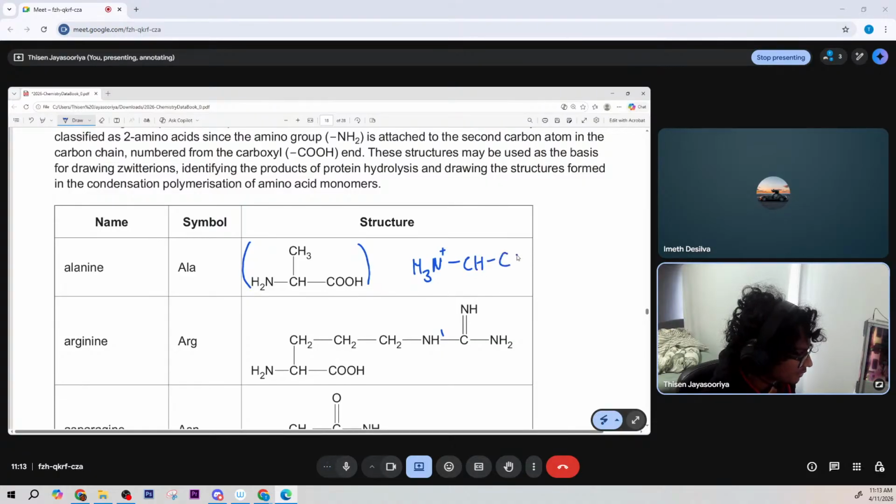It's going to look like this, where the carboxyl group donates a hydrogen and the amine group accepts a hydrogen. This is an acid, and this is a base.